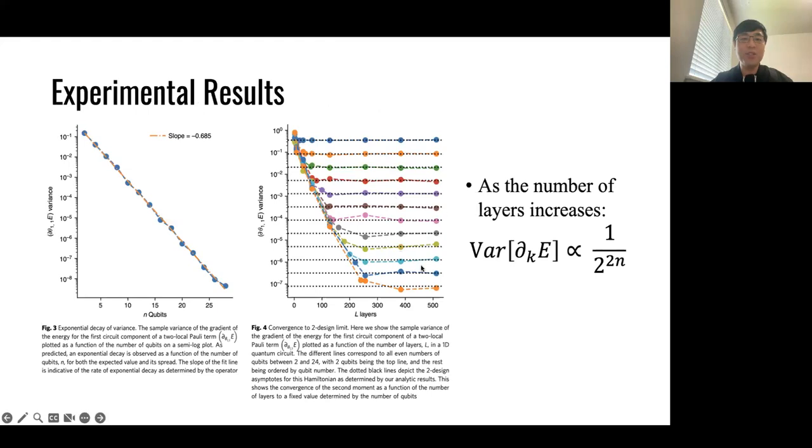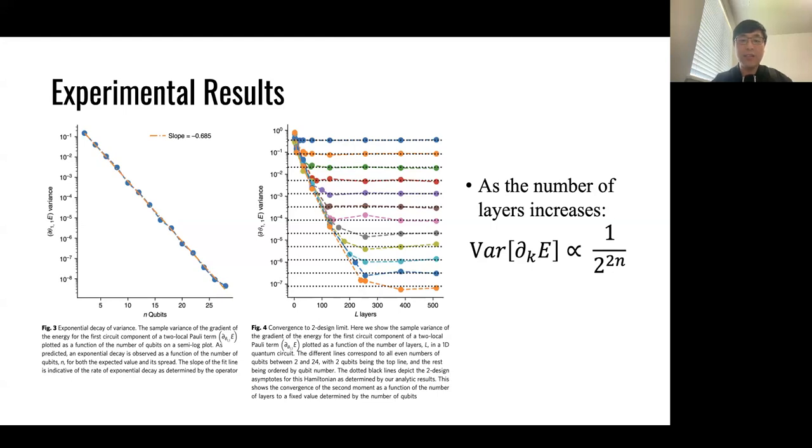In the paper, it shows some experimental results to support these claims. For example, in figure 3, it shows the exponential decay of the variance. The y-axis is the variance, and the x-axis shows the number of qubits. The slope of this fit line is indicative of the rate of exponential decay as determined by the operator.